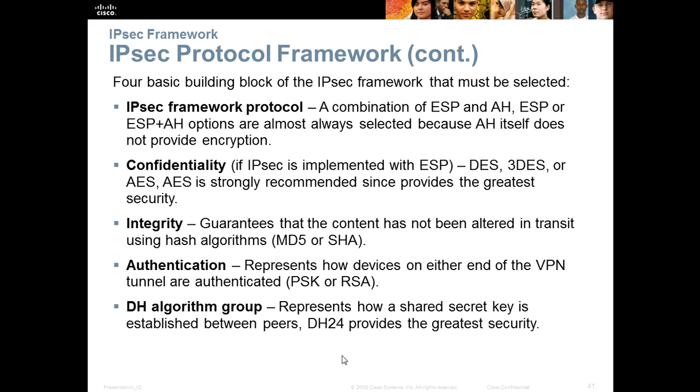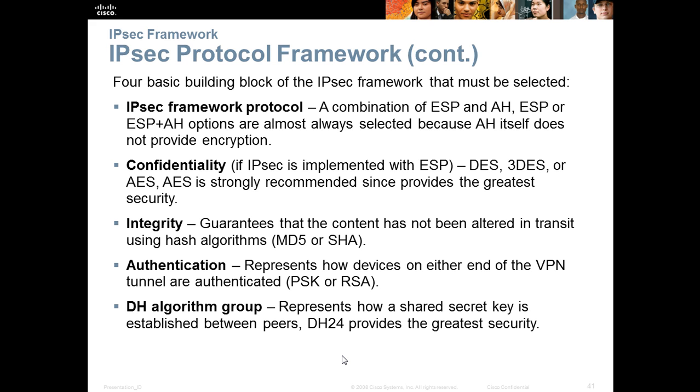There are four basic building blocks of the IPsec framework that must be selected. First is the IPsec framework protocol, which is a combination of ESP and AH (authentication header). ESP or ESP plus authentication header options are almost always selected because the authentication header itself does not provide encryption.